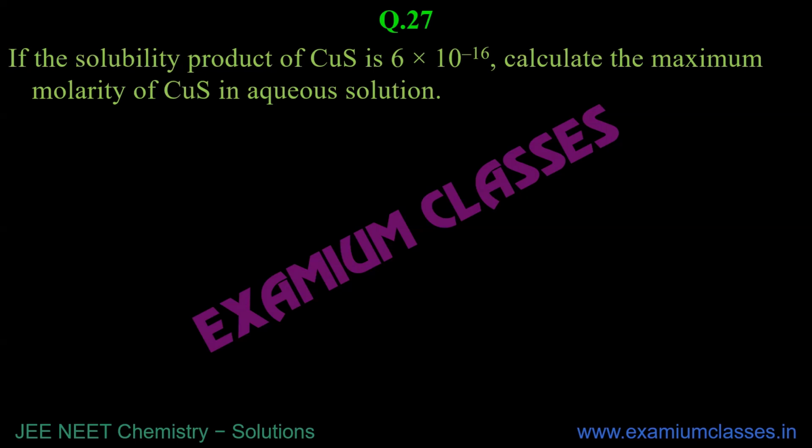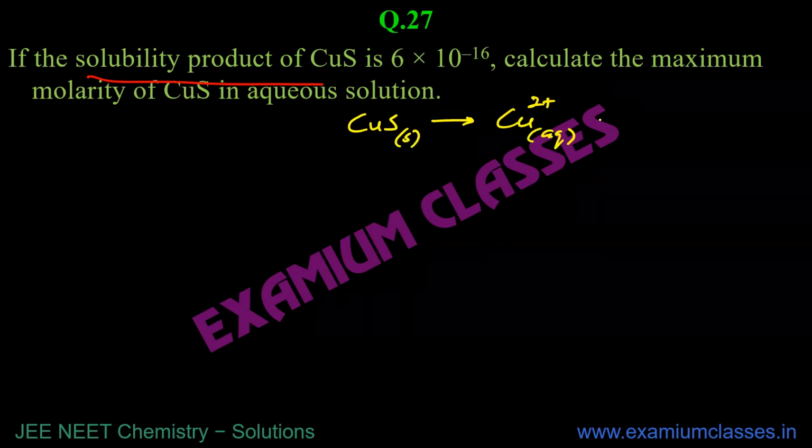This particular question, if we talk about the solubility product of copper sulfide is given, calculate the maximum molarity. We will use the knowledge of equilibrium chapter here. Solubility product of this one will be: copper sulfide will dissociate into Cu2+. And remember, this one will be solid here. It will be in solvent, aqueous solution. So it will be aqueous, and S2-, this will be aqueous.